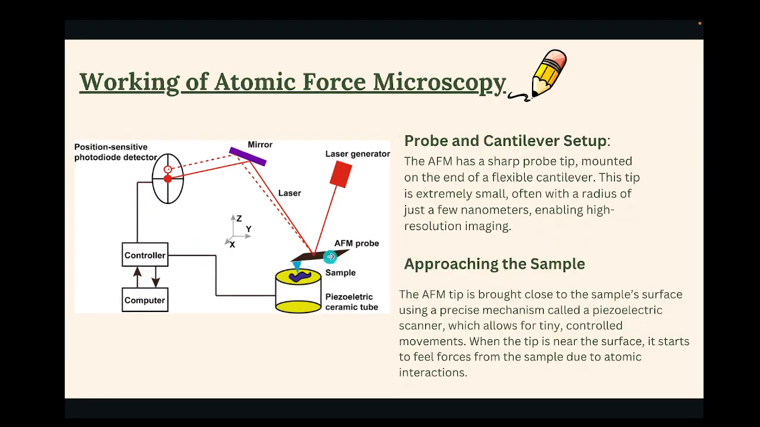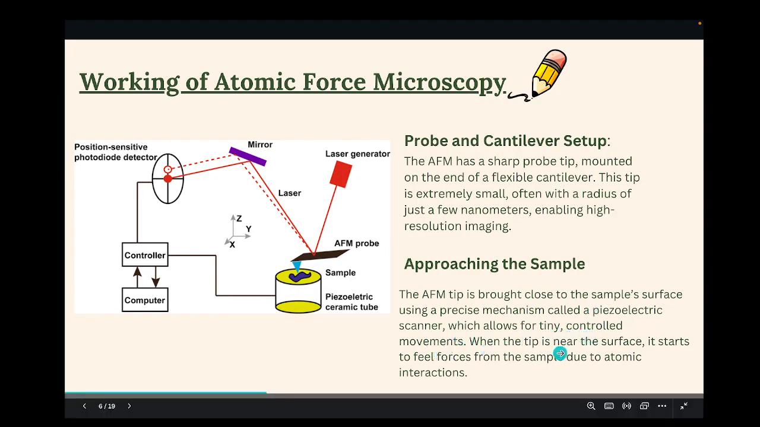So these are the probe and cantilever setup. The AFM has a sharp probe mounted on the end of a flexible cantilever. This tip is extremely small, often with a radius of just a few nanometers, enabling high resolution. Approaching the sample, the AFM tip is brought close to the sample surface using a precise mechanism called a piezoelectric scanner, which allows for tiny controlled movements.